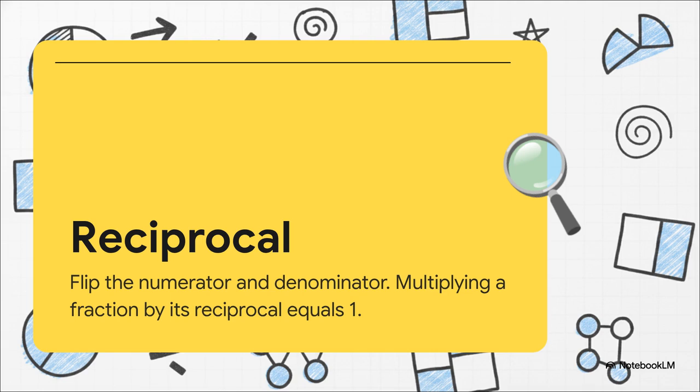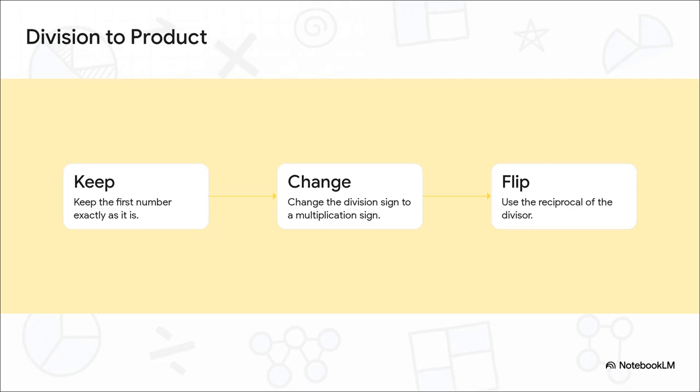And the absolute magic of a reciprocal is that if you multiply any fraction by its reciprocal, the answer is always exactly 1. We can use this ancient technique, actually credited to the Indian mathematician Brahmagupta, to easily divide fractions. It's basically a math cheat code. You never actually have to divide at all. You just turn every single division problem into a multiplication problem.